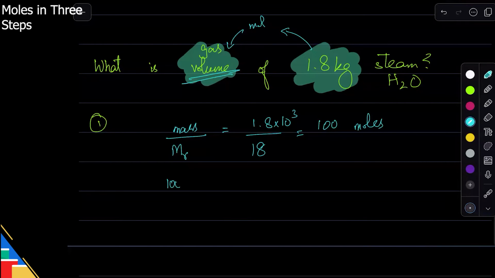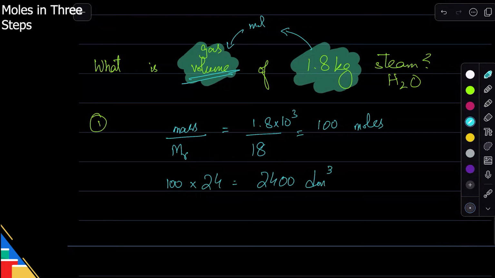So 100 moles times the conversion factor for volume. The conversion factor for volume is 24 for room temperature and pressure. So 24 gives me 2400 liters or dm cube. Because we work with the British curriculum, they prefer dm cube. In American books you will get liters, but it's the same thing.